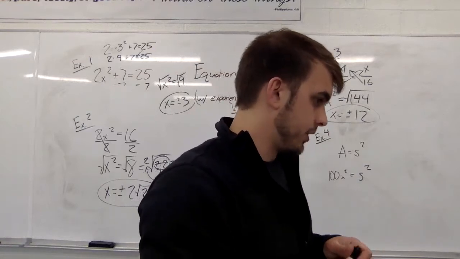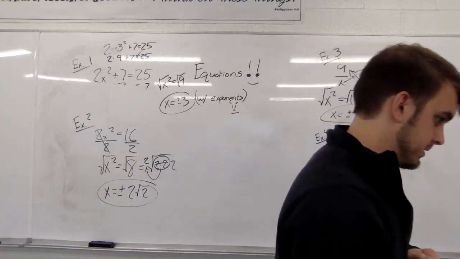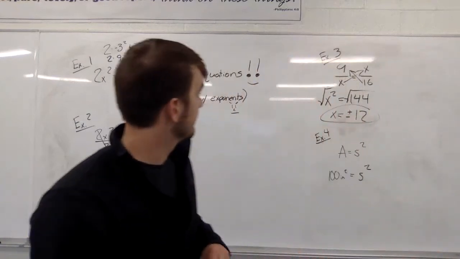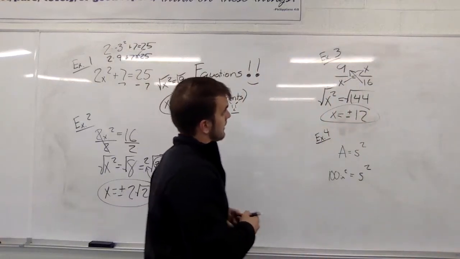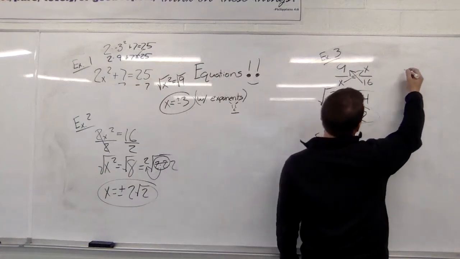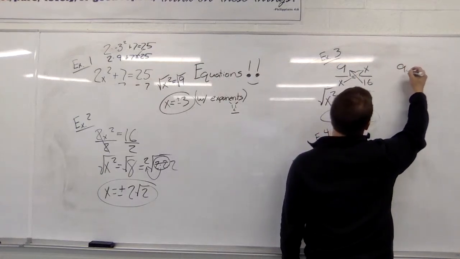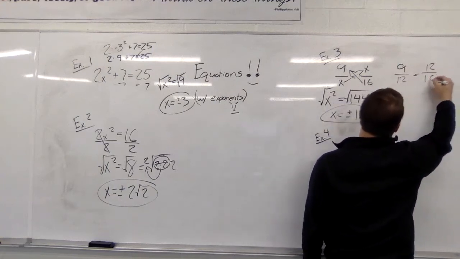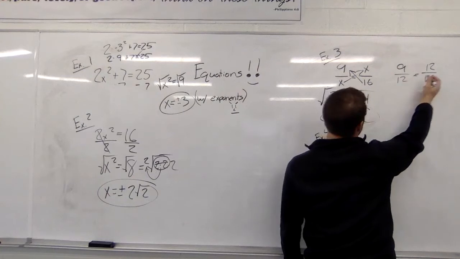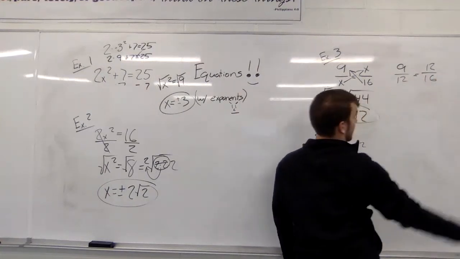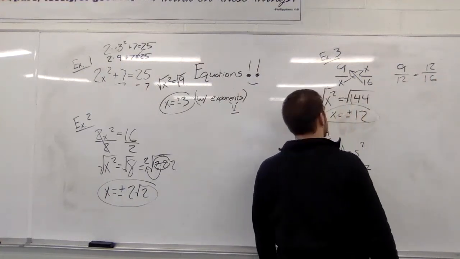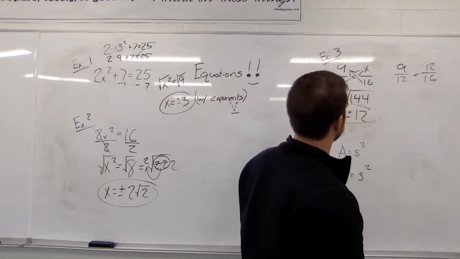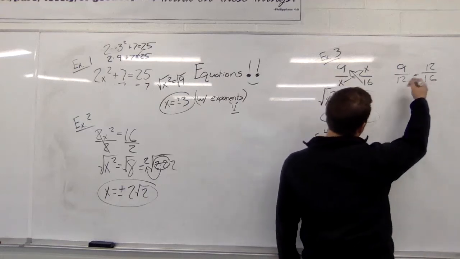So for that one, in fact, why don't I just do that? So if you go 9 over 12 is equal to 12 over 16. This reduces down to 3/4. This reduces down to 3/4. It's equal. So we know that's good.